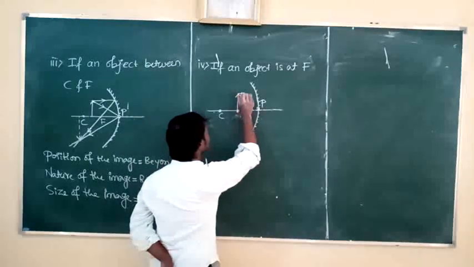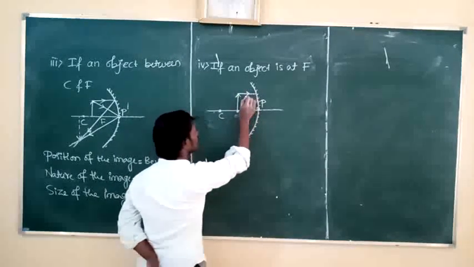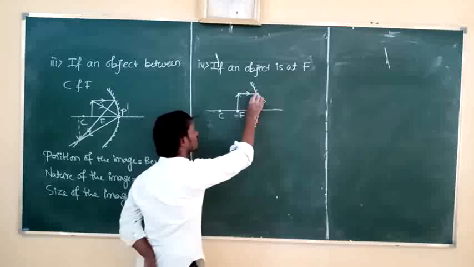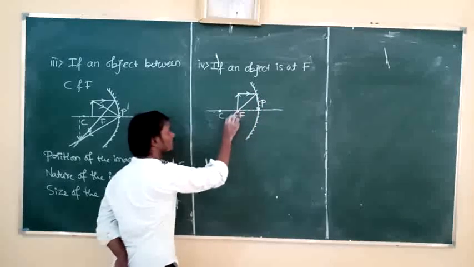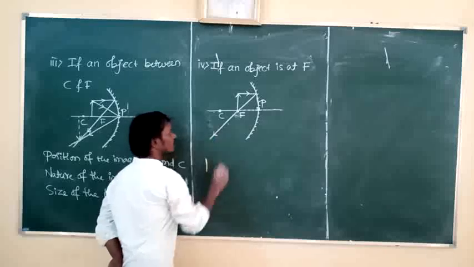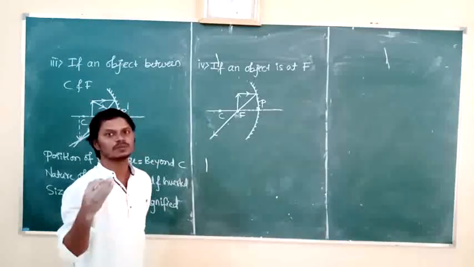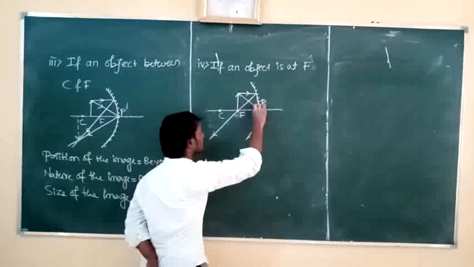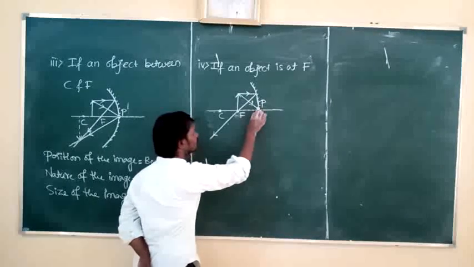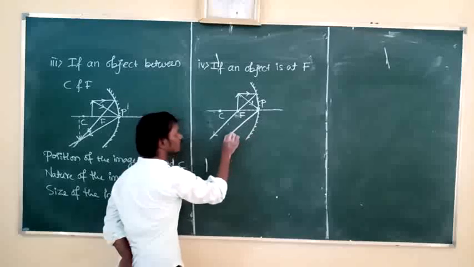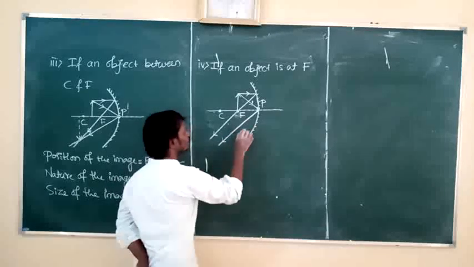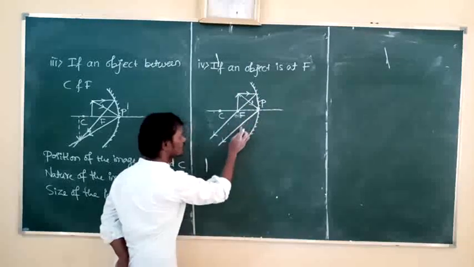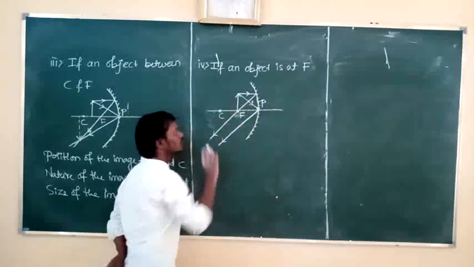First ray is parallel to the principal axis. First incident ray is parallel to the principal axis. After reflection, the reflected ray passes through the focus. Then the second incident ray, which is incident at the pole, is incident obliquely, then it reflects obliquely. This is the reflected ray for the incident ray parallel to the principal axis, and this is the reflected ray for the incident ray which is incident at the pole.